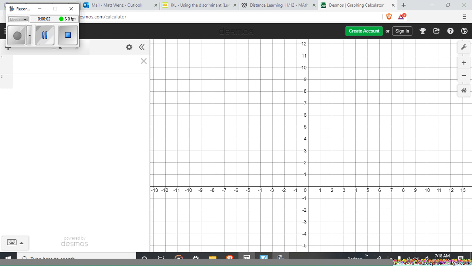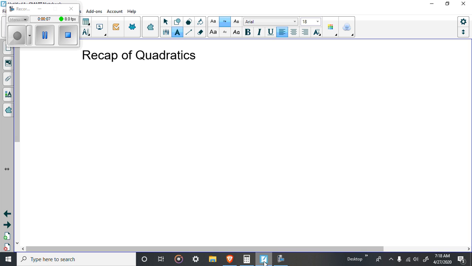Now, I want to get into how we're going to use imaginary numbers and imaginary units for some things that we can actually do. But in order to get to our first example, which is using the discriminant, we have to have kind of a recap of quadratics, which we did much earlier in the year.